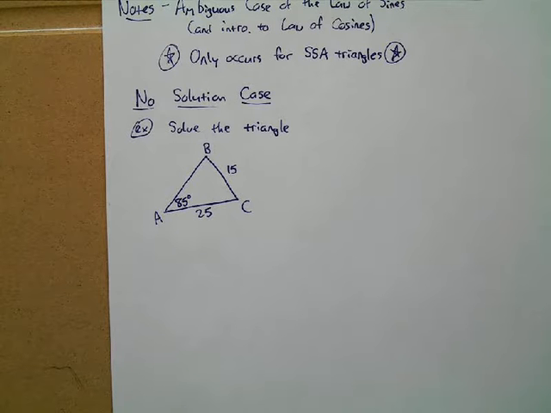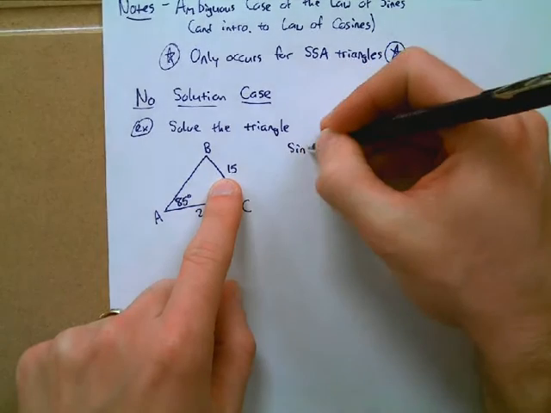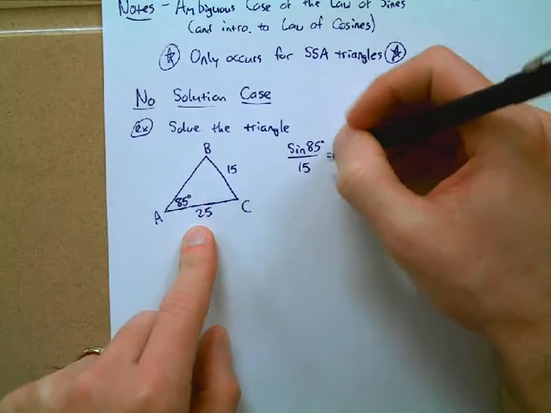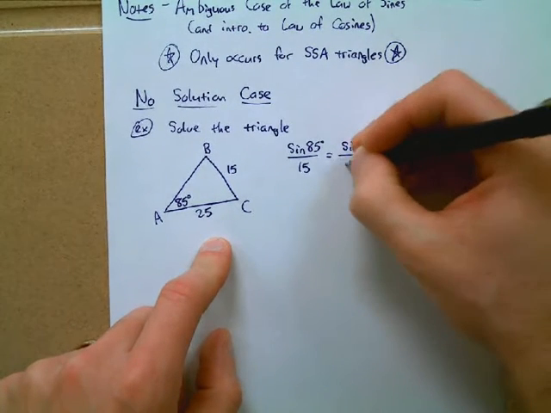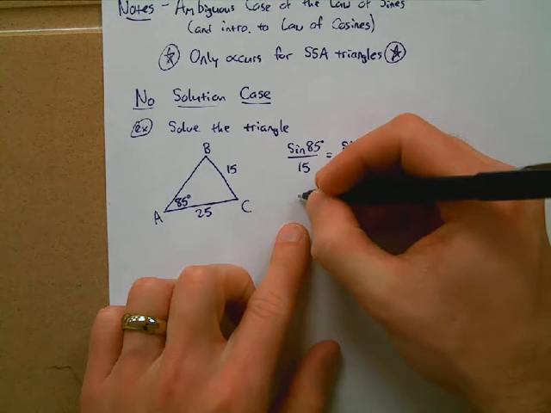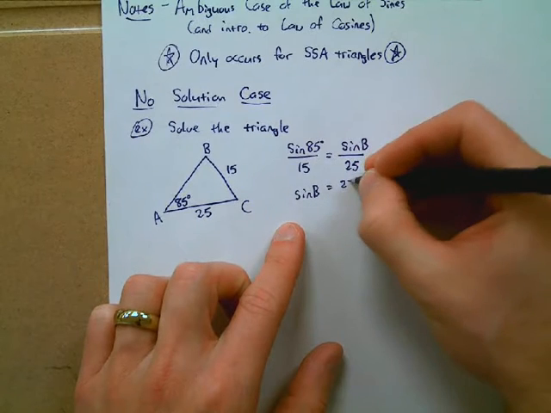We have to start with our angle and opposite side here, so sine of 85 over 15. So again, there's no difference here. It's just like what you would normally do. And then we would say that's equal to sine of angle B over the side opposite B, the 25. Okay, so we have to start here. And to solve, it's going to be sine of B. If I just multiply the 25 over here, it's going to be 25 sine of 85 over 15, like that.